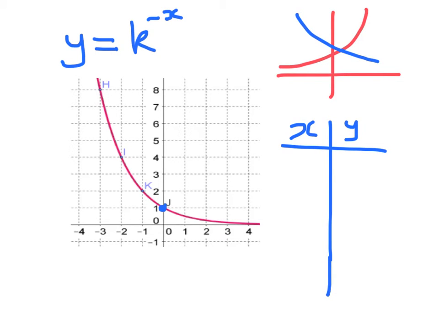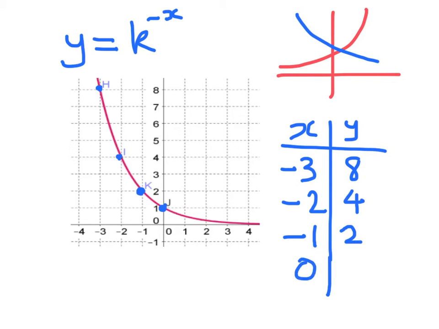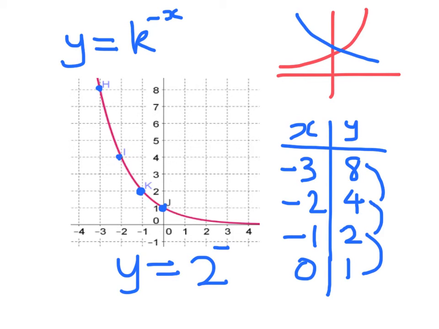We'll put in some points. So let's find these points. When x is negative 3, y is 8. When x is negative 2, y is 4. And when x is negative 1, y is 2. And happily, when x is 0, y is 1. So the pattern here is that y is equal to, well, we've got powers of 2 here, so we're going to have 2 to the power of negative x.